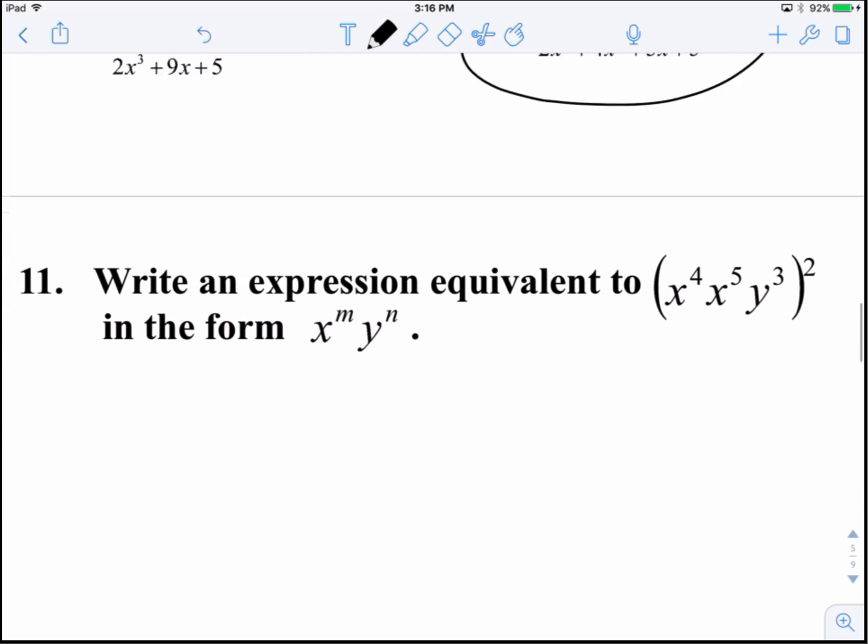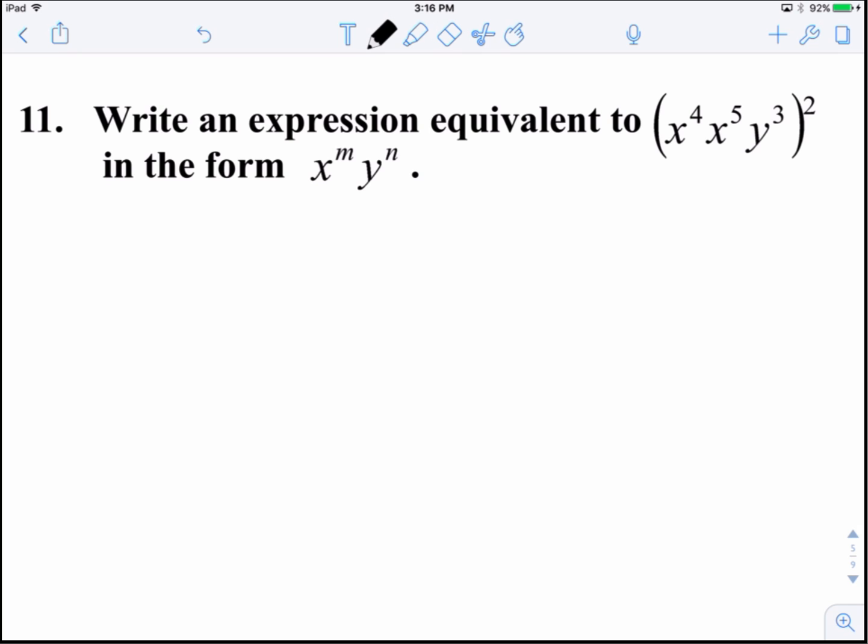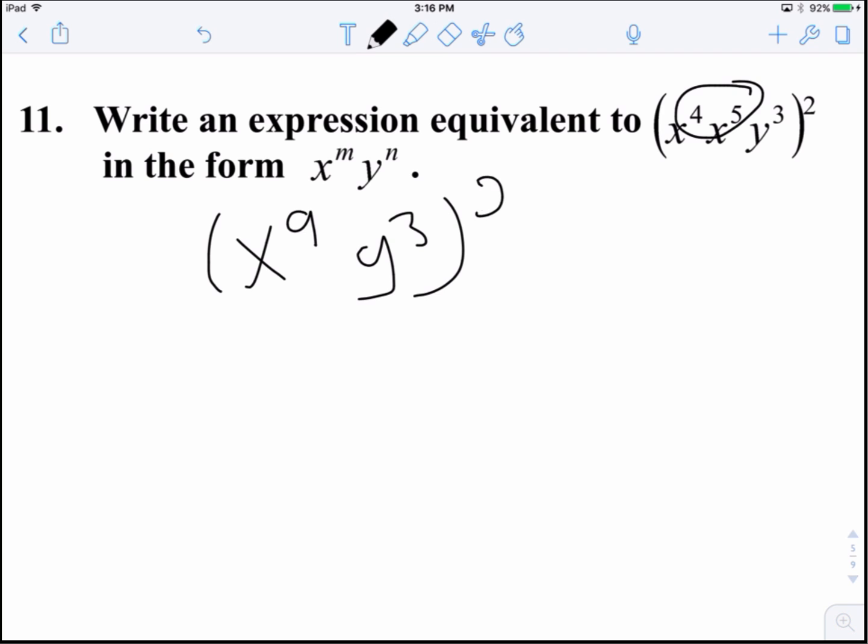Okay, number 11, write an expression equivalent to x to the 4th power, x to the 5th power, y to the 3rd power, all raised to the power of 2 in the form of x^m y^n. So first combine these two exponents, so this gives x to the 9th power, y to the 3rd, all raised to the 2nd power, and distribute the 2 in, so it will be x to the 18th power, y to the 6th.